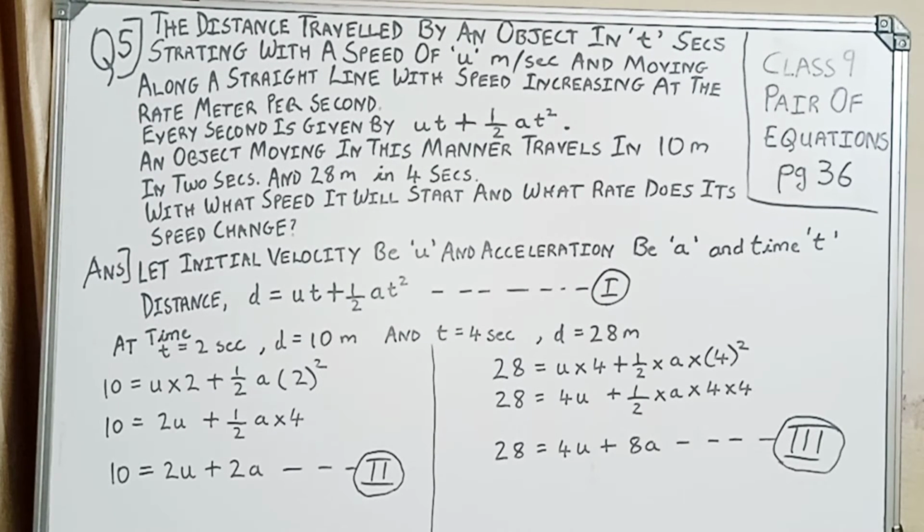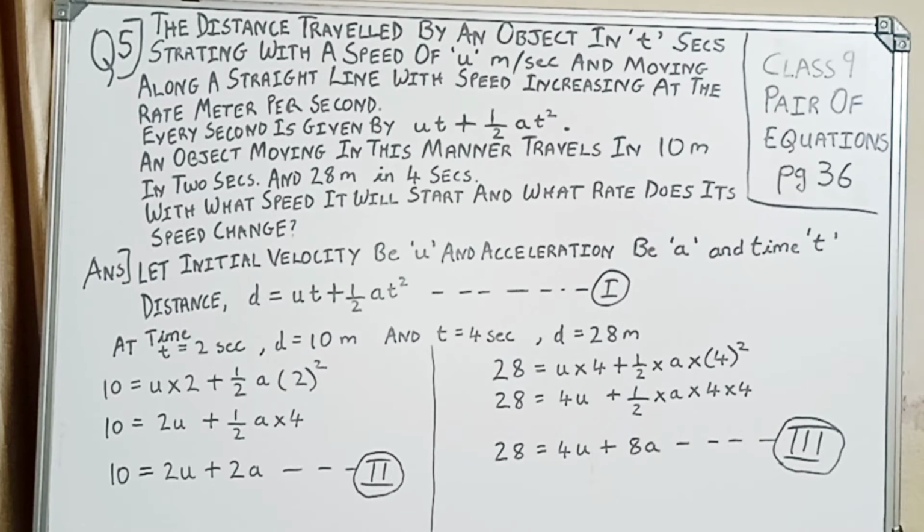Hello students, today we will be discussing page number 36, class 9, pair of equations, the fifth question. The distance traveled by an object in t seconds. Okay, when an object is traveling for particular seconds, it is written in this way. Starting with the speed u. u is the initial speed, which is in meter per second, and moving along a straight line with a speed increasing at the rate of a meter per second squared.